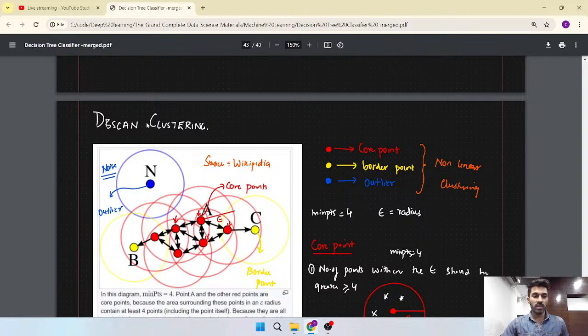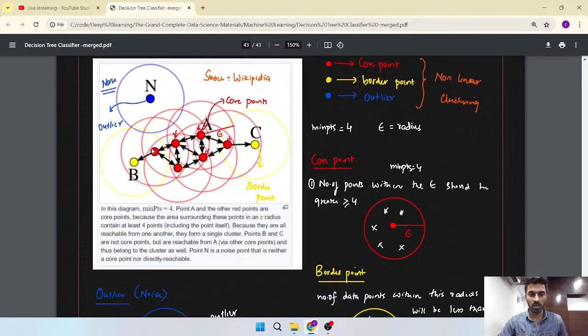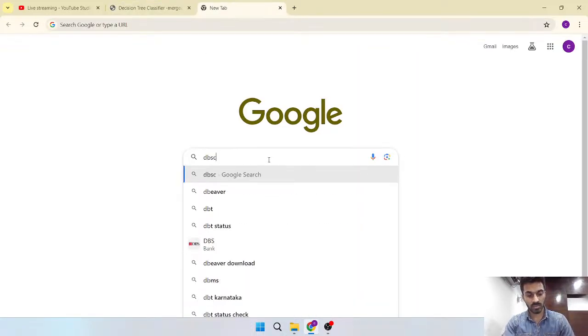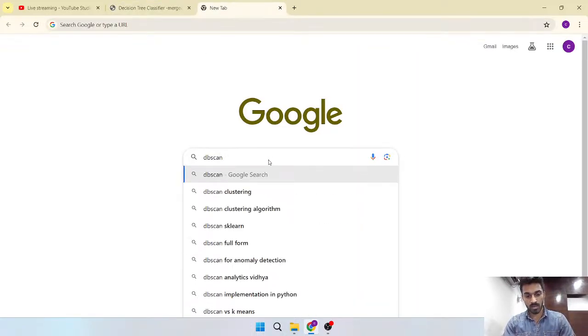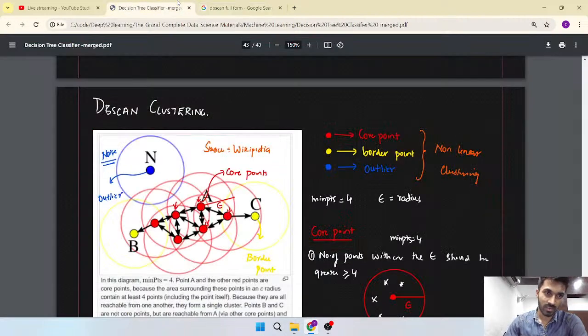Now coming to DBSCAN, this is the best algorithm. It is density based. The full form is Density-Based Spatial Clustering of Applications with Noise. This is the name of DBSCAN.